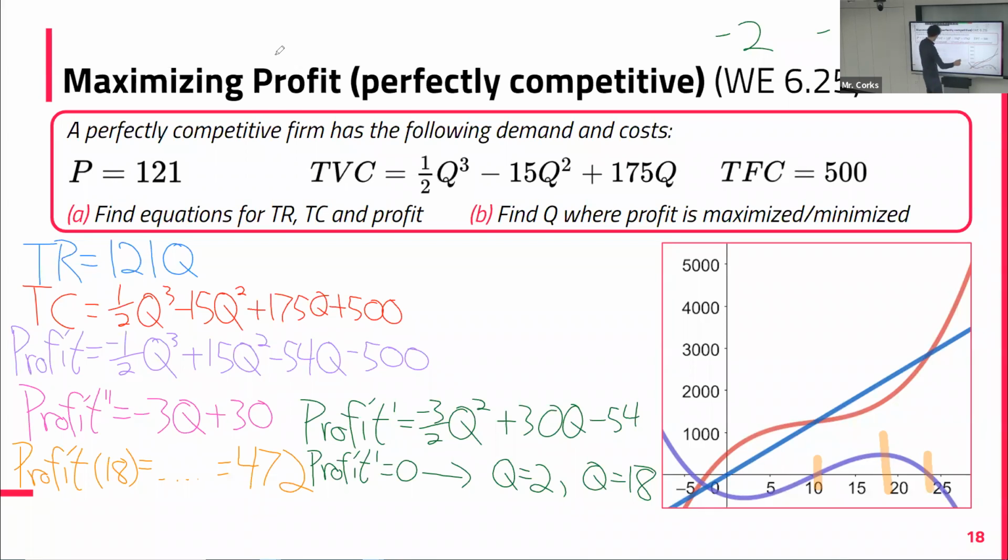And so this is all color-coded. The blue one is total revenue, red one is total cost, purple one is profit. So where the blue one and the red one meet, that's where total cost and total revenue are equal. That's also the break-even point on our profit one. And this intersection point here is the same as our other break-even point for profit. So it looks like we have a maximum profit point here where q is equal to 18.